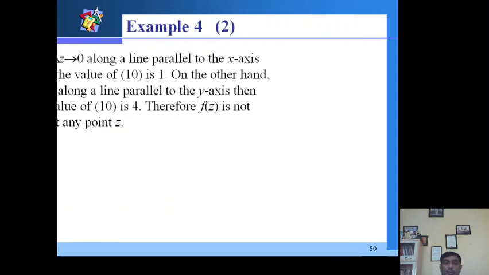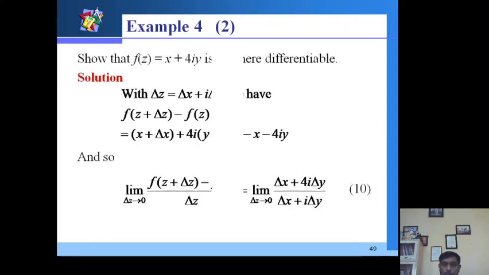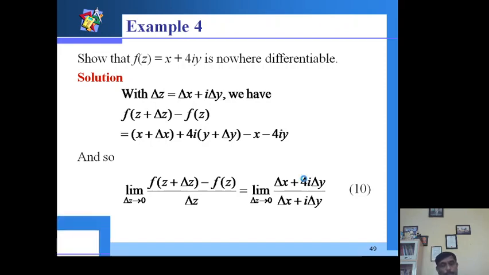Means here it is not. Let delta z tend to 0 along a line parallel to the x axis. Then delta y is equal to 0, and the value is 1. On the other hand, if delta z tends to 0 along a line parallel to the y axis, then delta x is 0, and along the line parallel to x you get delta x by delta x, which becomes 1. If delta x is equal to 0, you get 4.